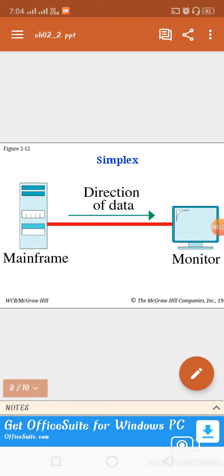First, simplex mode. In simplex mode, the data can be transmitted through a transmission medium in only one way. It cannot be sent simultaneously from both sides. For example, from a mainframe to a monitor, just at one end only. For example, a TV monitor. The image can be displayed only on the screen.